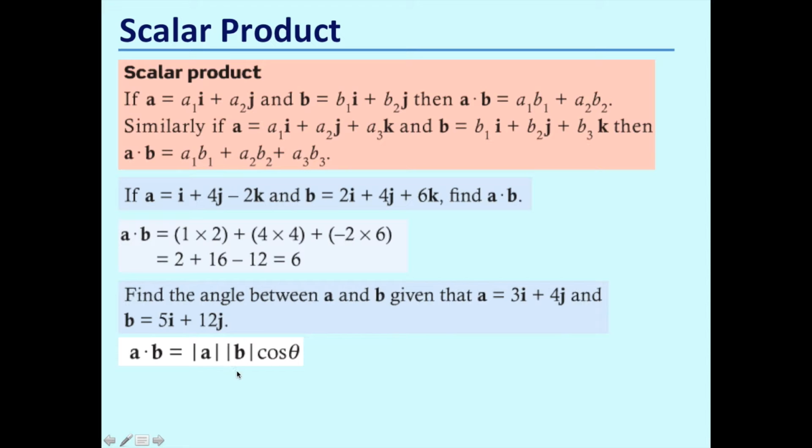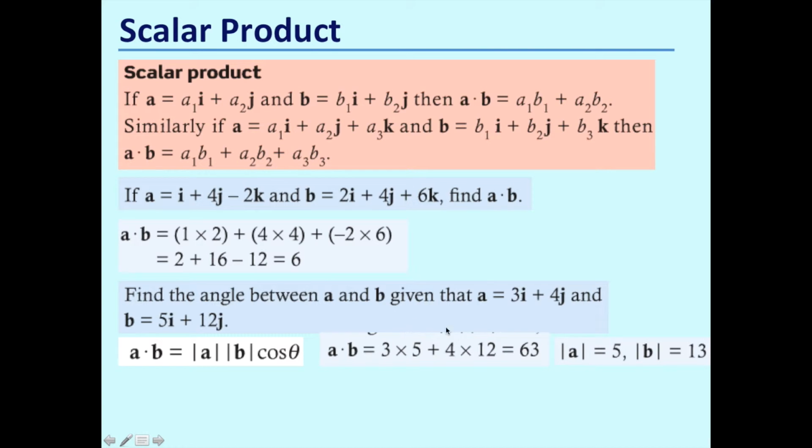For this one, we need to go beyond that and actually find the angle. So we need to use this formula here. The dot product is equal to the modulus of A multiplied by the modulus of B multiplied by cos theta. The first thing we're going to do is find the dot product. Again, take the product of the coefficients of i, and add that to the product of the coefficients of j, and we get 63.